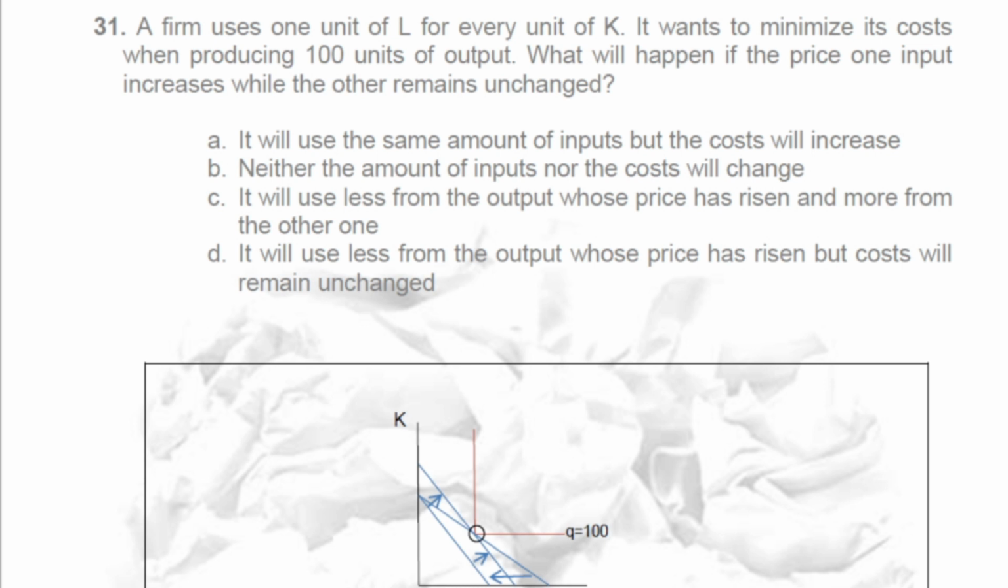So the firm will use the same amount of inputs. Yes, the optimal bundle or use of inputs is the same, but the cost will increase. This is the answer. The costs here are the same as here, but now I go to the northeast, so my cost increases.